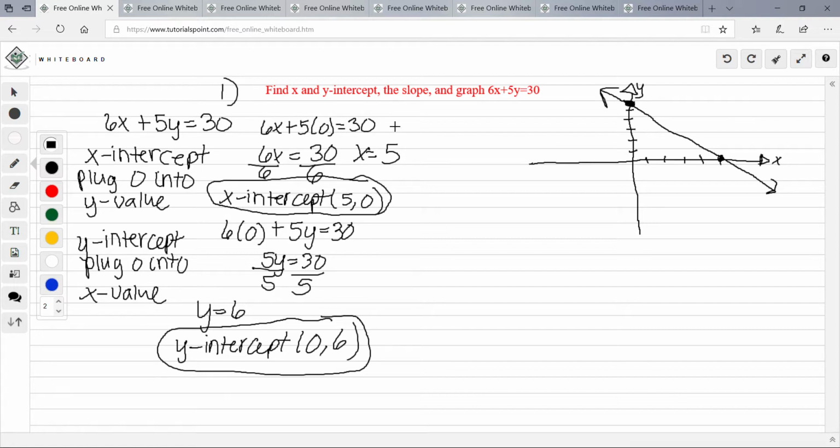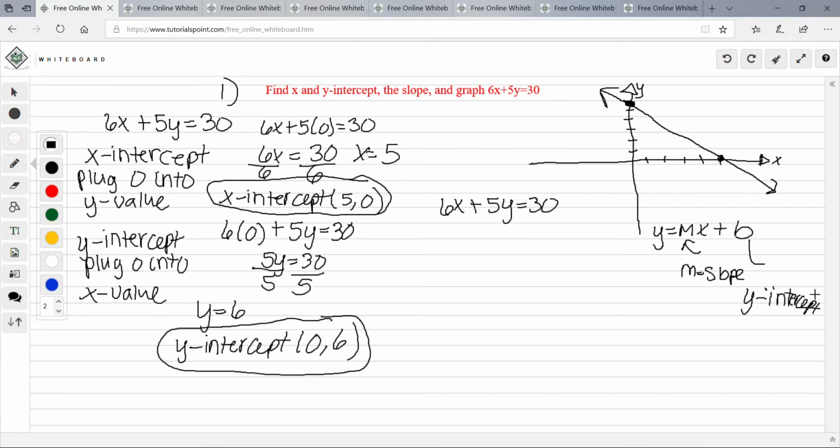The other way is, so we said that this is what we're given, 6x plus 5y equals 30. The other way is we're going to use this formula, y equals mx plus b, where m is the slope and b is the y-intercept. So for here, all we've got to do is solve for y, get y by itself.